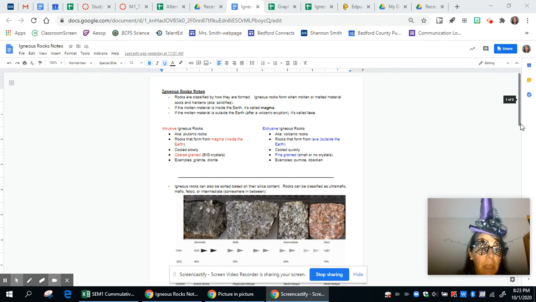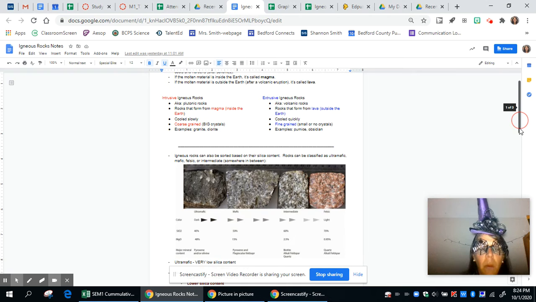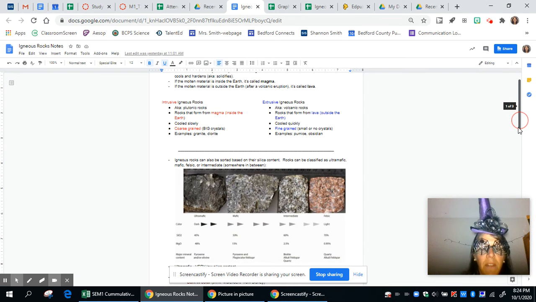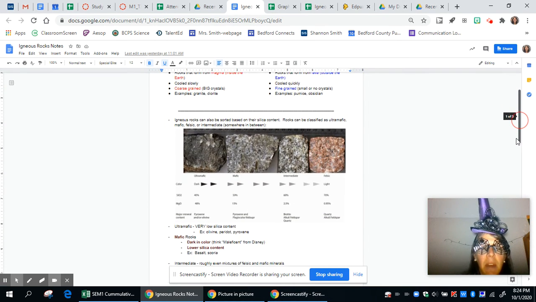I believe we finished up in part one with intrusive versus extrusive igneous rocks. So understanding the texture of them is very appropriate, whether they're coarse grain or fine grain. You'll hear the word texture and composition a lot. Texture, like we just said, is associated with how big or small your grains are. And then composition is what it's made of. Now, what scientists focus on with composition of igneous rocks is the amount of silica.